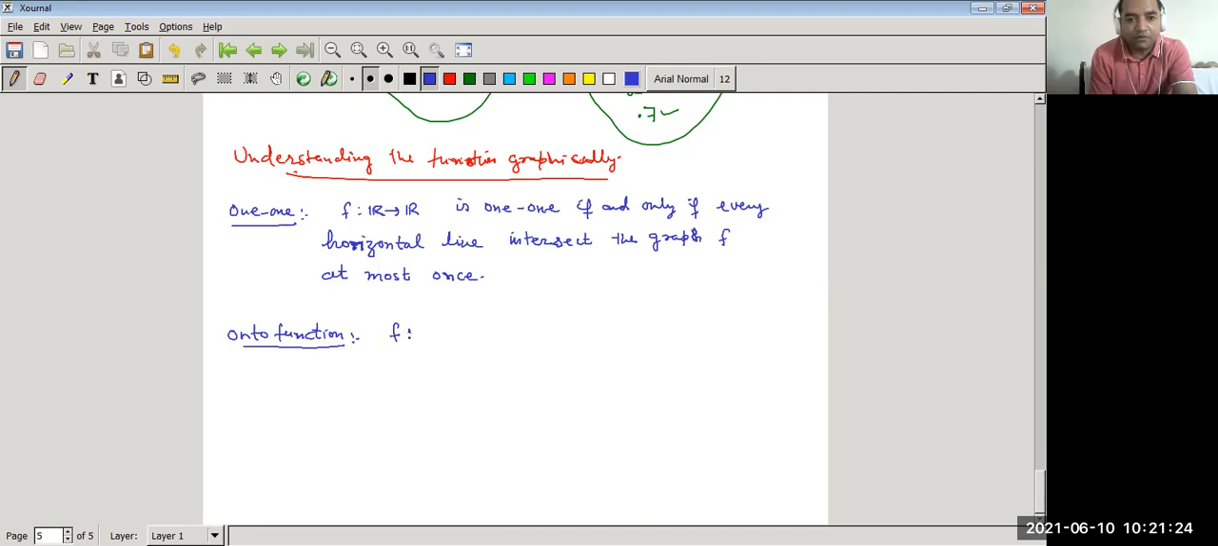Onto function. f is a function from the set of real numbers to the real numbers R. F is onto if and only if every horizontal line intersects the graph at least once.